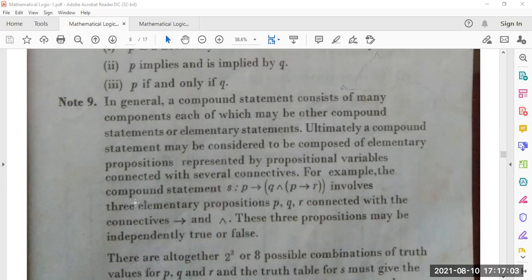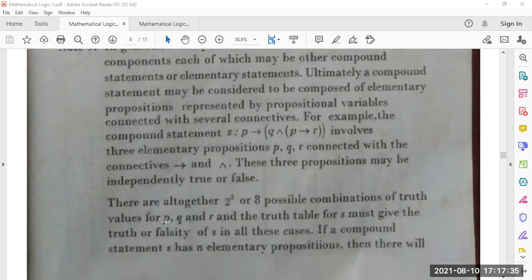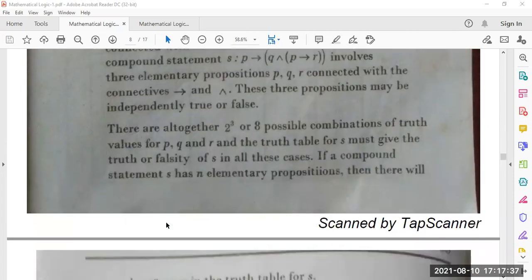For example, the compound statement P implies Q meet P implies R involves three elementary propositions P, Q, R connected with the connectives implication and meet, that is, two implications and one meet. These three propositions may be independently true or false. There are together 2 to the power 3, or 8, possible combinations of the truth values.